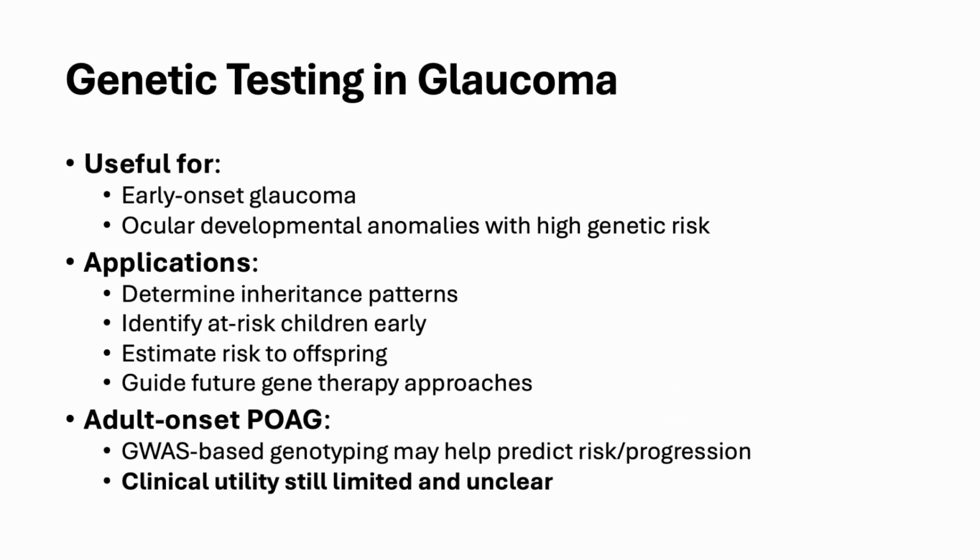Genetic testing plays an important role, especially in early-onset glaucoma and ocular developmental anomalies with a high genetic burden. Applications include identifying inheritance patterns, detecting at-risk children early, estimating risk for offspring, and guiding potential future gene therapy approaches. For adult-onset POAG, GWAS-based genotyping may help predict disease progression, but its clinical utility remains limited and not yet routine.